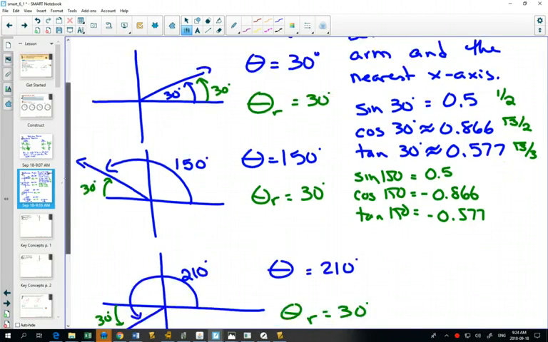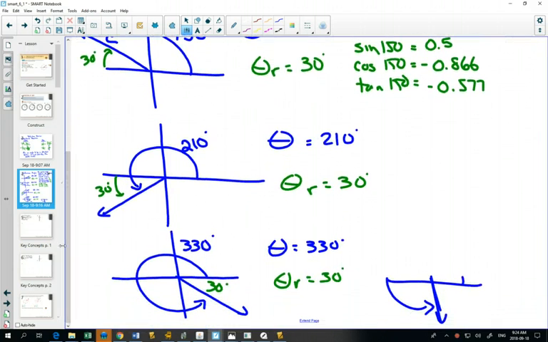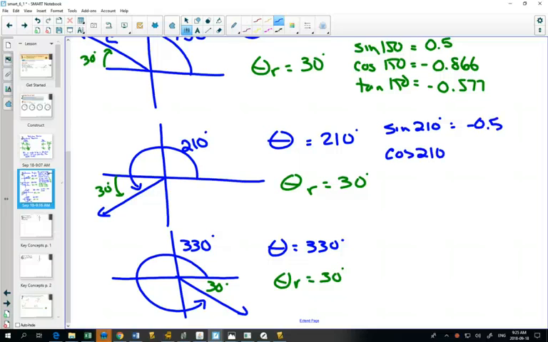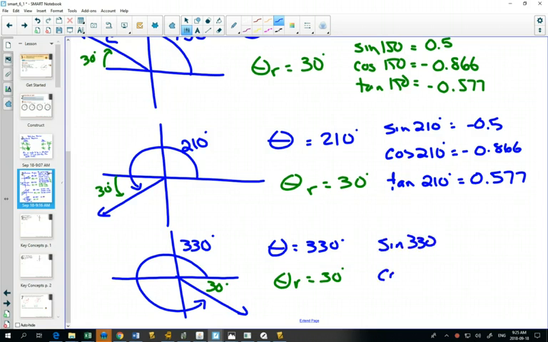Those numbers are the same. And when we go to 210 and 330, it's the same thing. So when I do sine of 210, it's also a half, but this time it's negative. Cos of 210 is also 0.866, but this one is negative. But tan of 210 is equal to positive 0.577. And the same thing happens with 330 degrees.